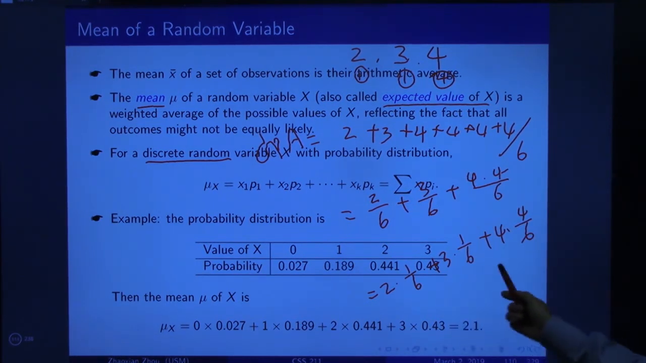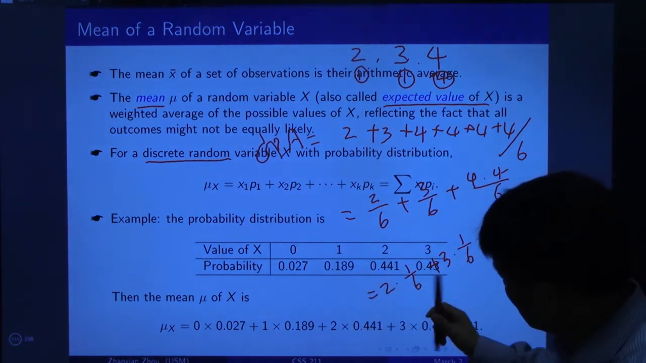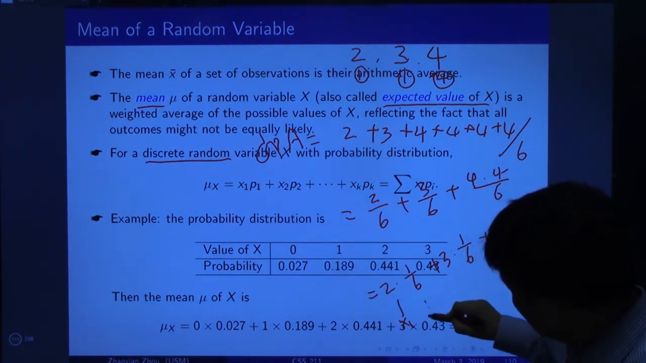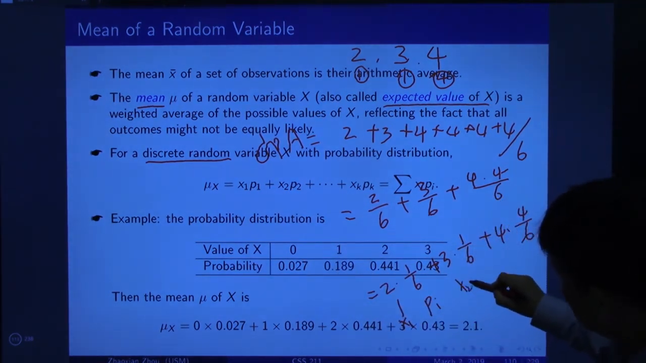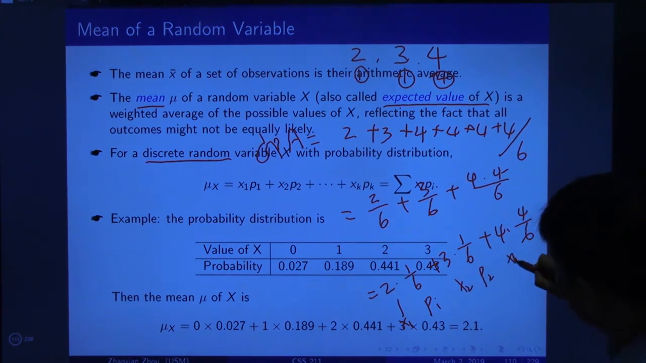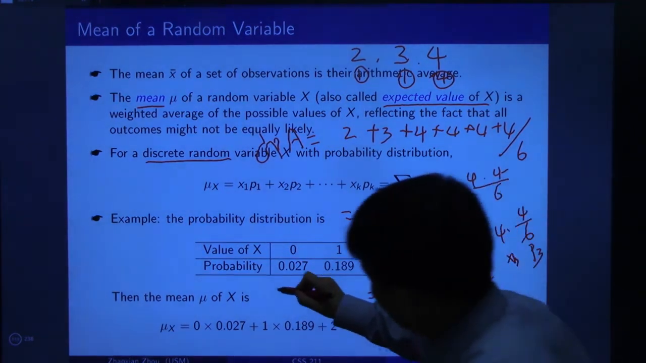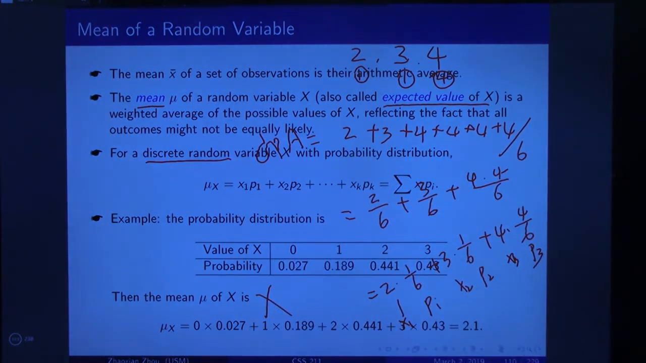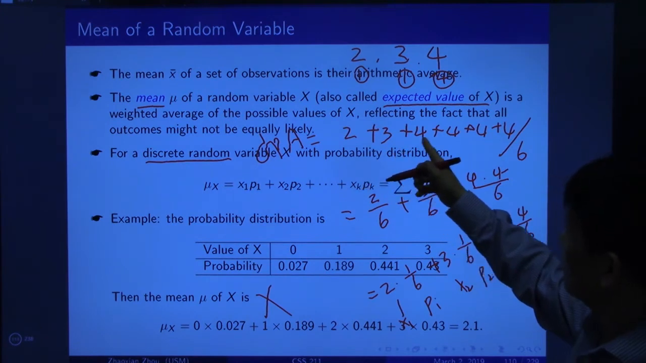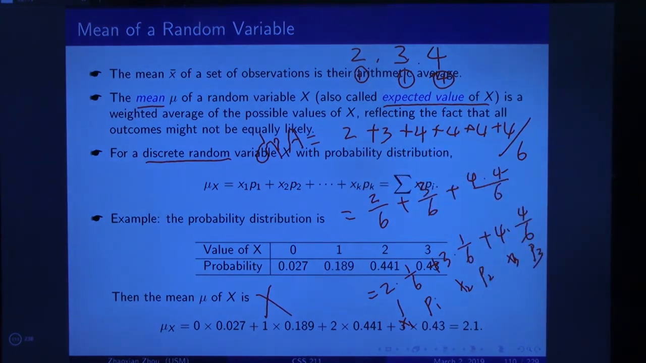Now compare this to the formula. This is x1, this is p1, this is x2, this is p2, this is x3, that is p3. For this variable x, we have only 3 possible values: one is 2, another is 3, another is 4. You don't have any other values. But they have different probabilities.